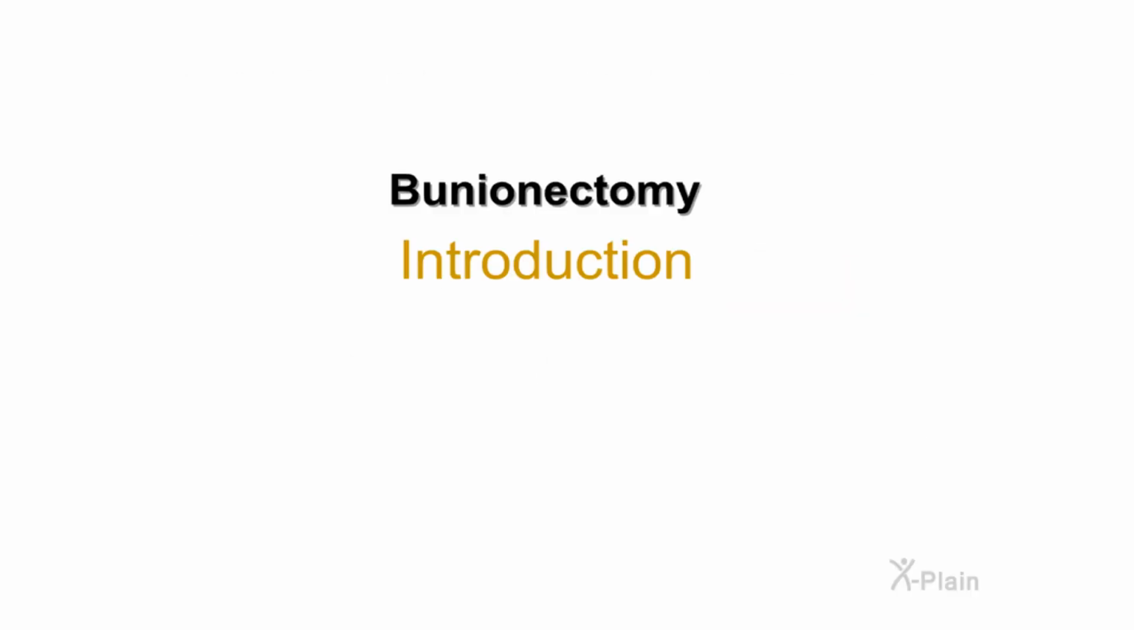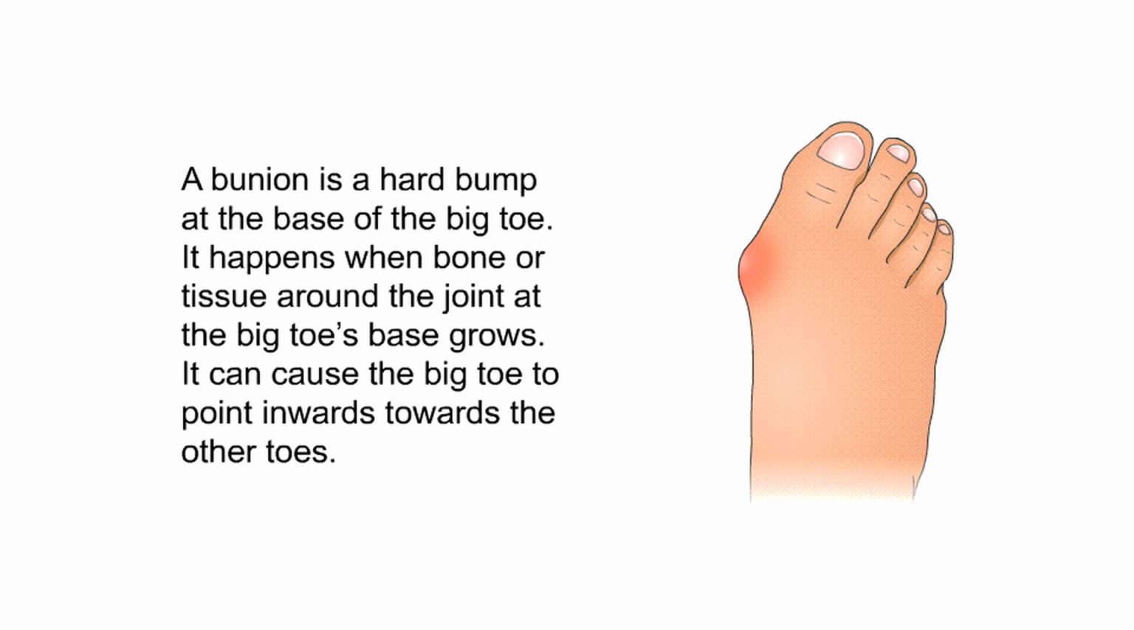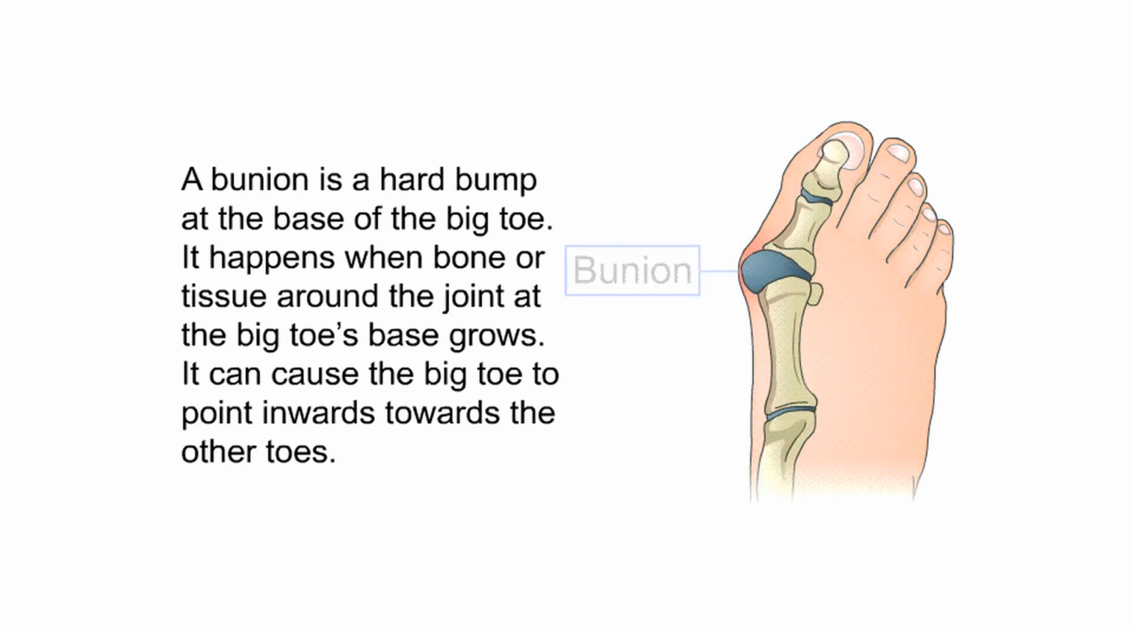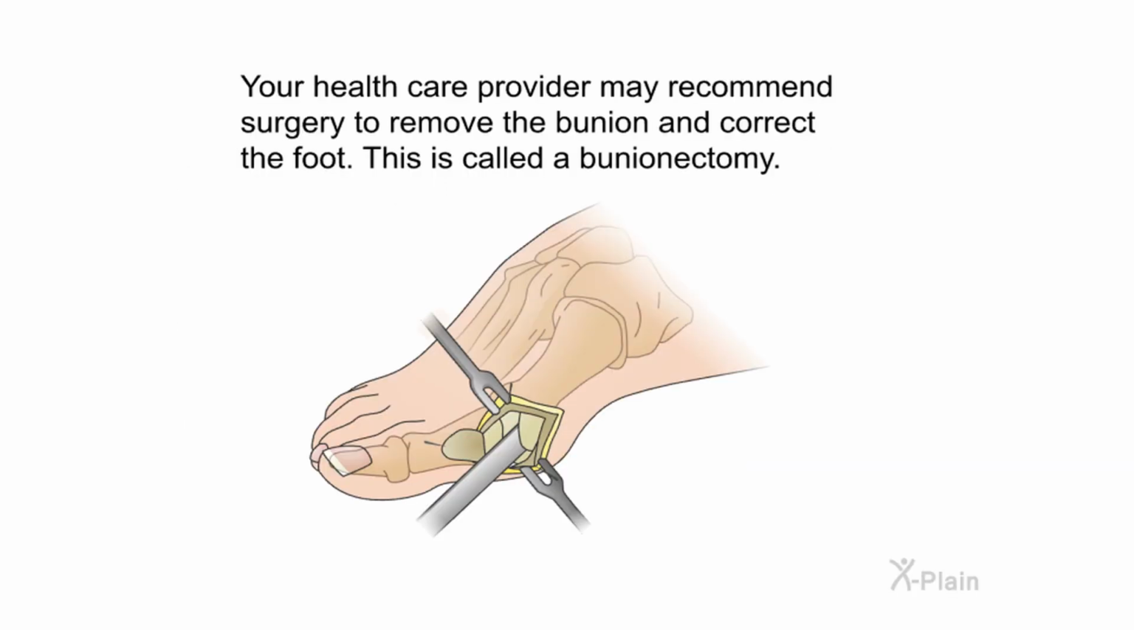Bunionectomy. Introduction. A bunion is a hard bump at the base of the big toe. It happens when bone or tissue around the joint at the big toe's base grows. It can cause the big toe to point inwards towards the other toes. Your healthcare provider may recommend surgery to remove the bunion and correct the foot. This is called a bunionectomy.